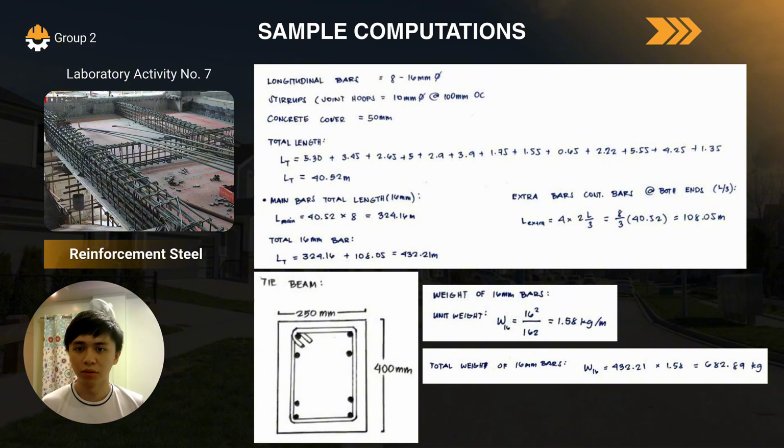Then we calculate the extra reinforcing bars that are a third of the length and found at both ends. This results in 108.05 meters. So in total, the tie beams require 432.21 meters of reinforcing steel bars.